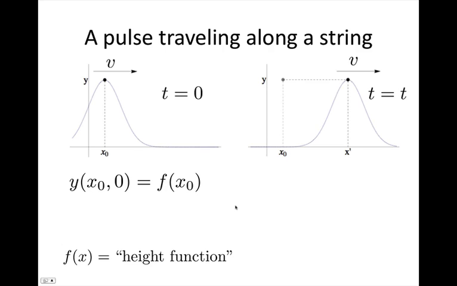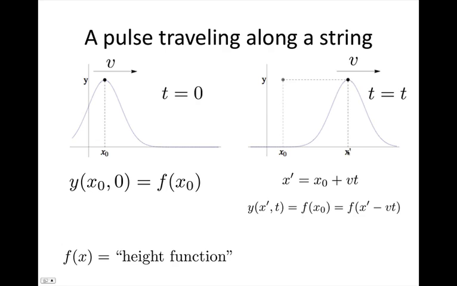Now we're going to consider a pulse traveling along a string. Let's let f of x be a height function which describes the height of the pulse. Well, y at x equal to x naught and time 0 is equal to f of x naught. Now, at a time t later, the wave has travelled along at a speed v, and so the peak has moved a distance vt. So we can see that x dash is equal to x naught plus vt.